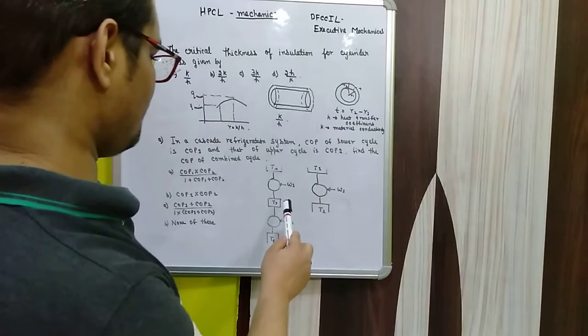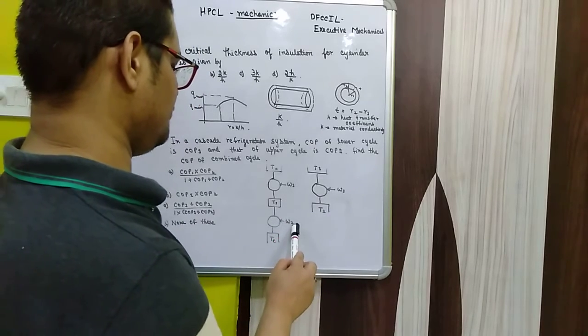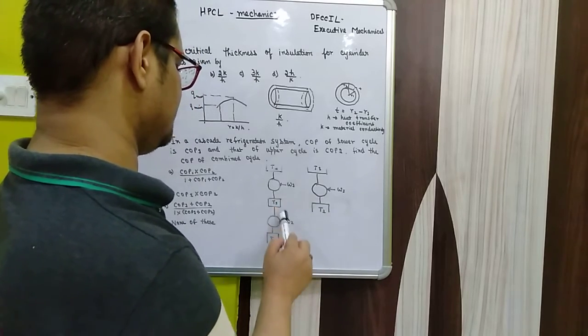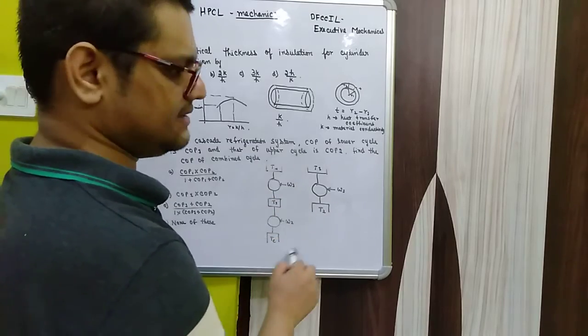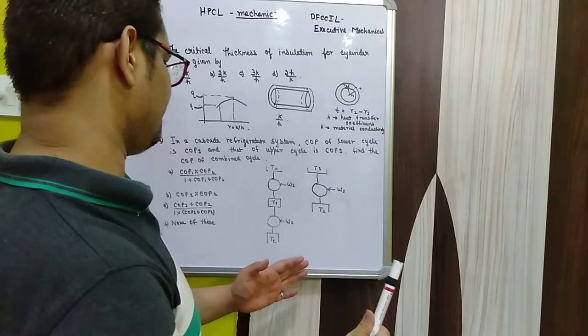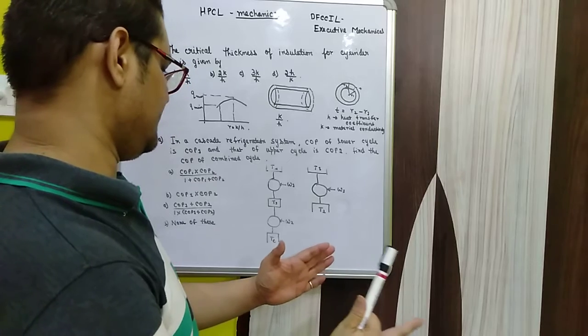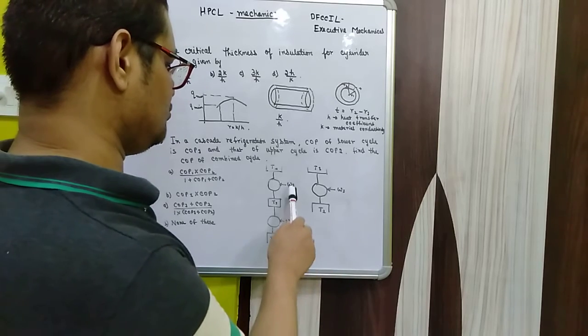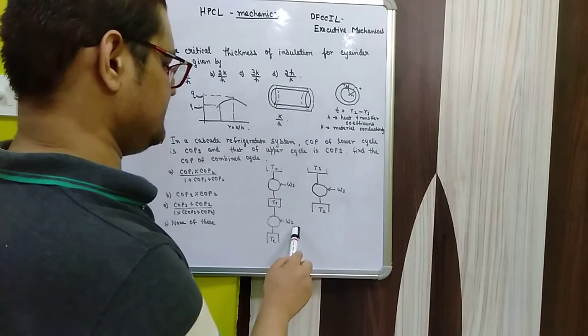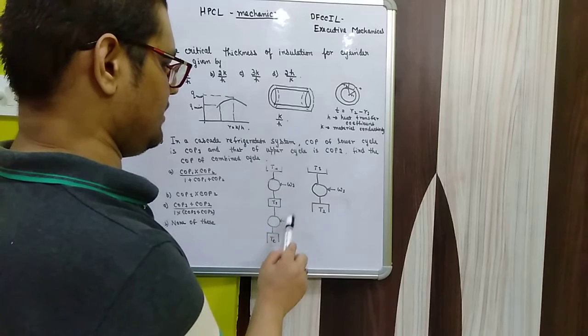So there will be two works taking place, W1 and W2, with their two coefficients of performance, working in the same system. That is the meaning of cascade: two systems are joined in one system. So there are two coefficients of performance, reservoirs and work done, W1 and W2.